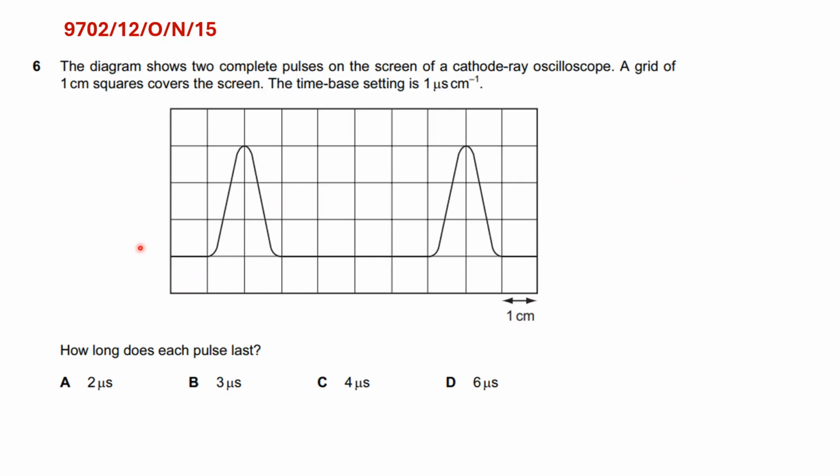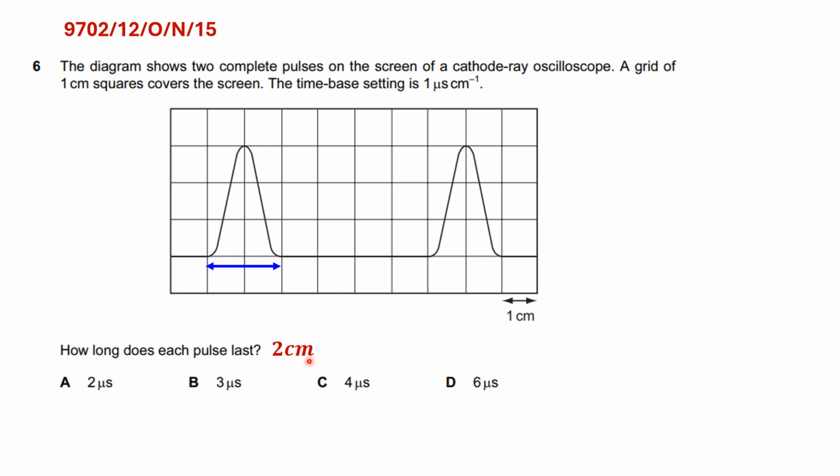This one is simple, but I need to explain to you. The diagram shows two complete pulses, see complete, on the screen of a cathode ray oscilloscope. A grid of 1 centimeter squares covers the screen. The time base setting is 1 microsecond per centimeter. How long does each pulse last? Okay, this is a pulse, so this is how long it lasts. Is 2 boxes or 2 centimeters, right? So in this case, lasts 2 centimeters, but is asked in terms of time, not in terms of centimeters.